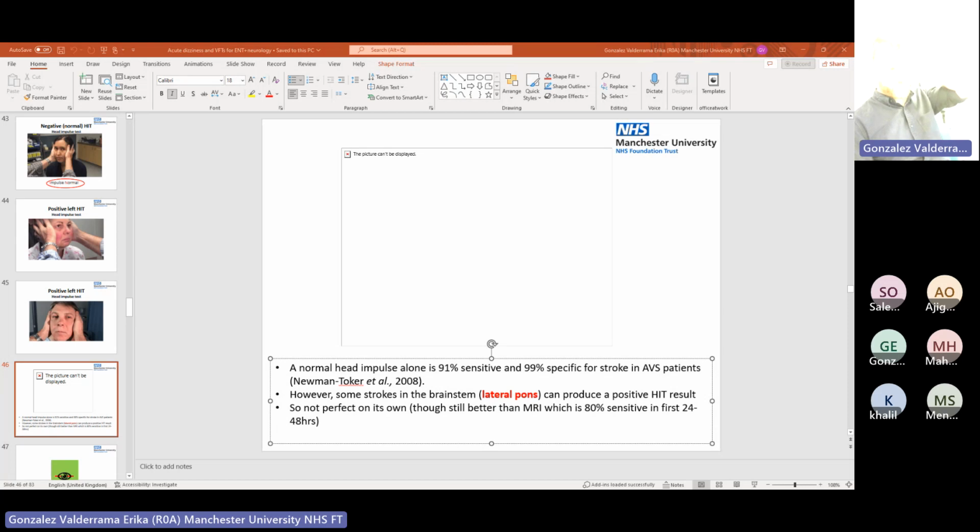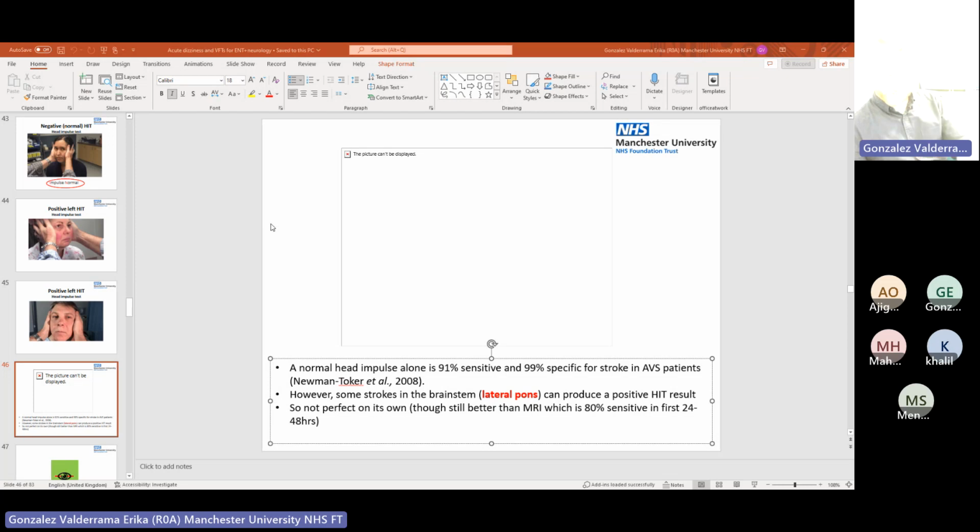And that's true for the overwhelming majority of posterior fossa strokes because most of them are in the cerebellum. Very rarely they are in the brainstem, particularly ones that affect the lateral pons. And for those, you would still get a positive head impulse because that's interrupting the VOR. I hope that makes sense. It's really, really rare, but it's enough of an issue that they added in the other two elements of HINTS to try and bring up the sensitivity. So the other two elements of HINTS are an assessment of the nystagmus that the person has.